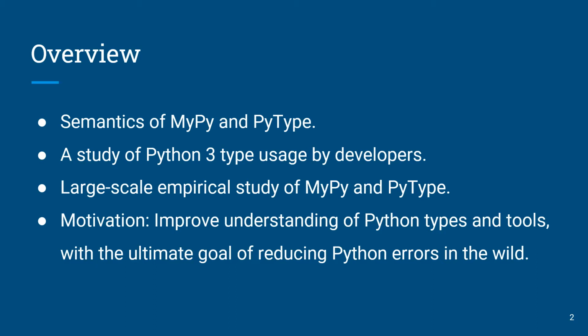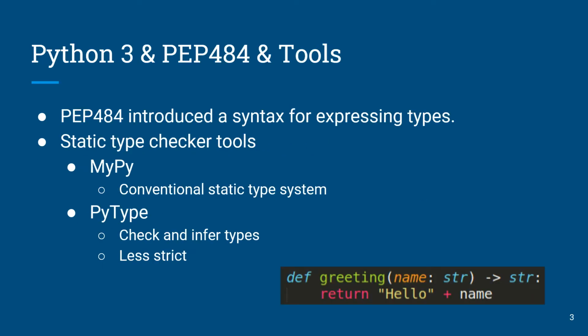The motivation is to improve understanding of Python types and tools, with the ultimate goal of reducing Python errors in the wild. Python 3 is a dynamic language. PEP 484 introduces a syntax for expressing types, creating a standard type annotation syntax for static analysis. This example shows type annotations for a function parameter and a return type.